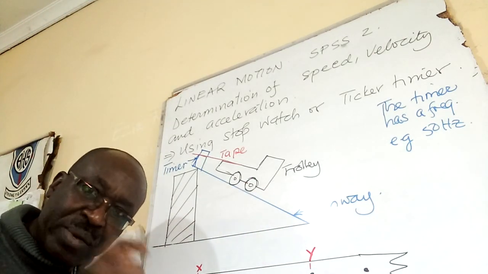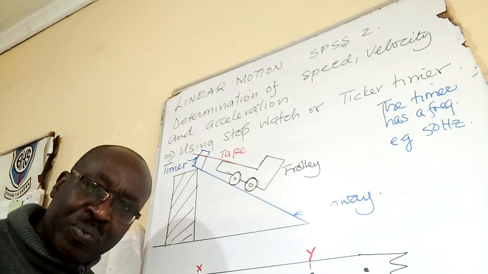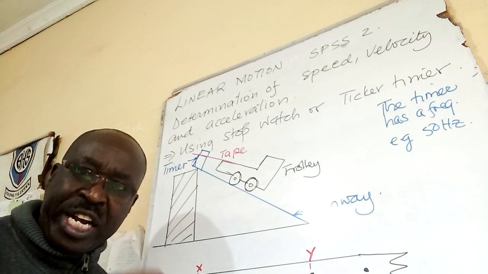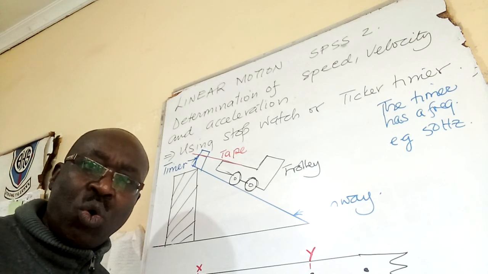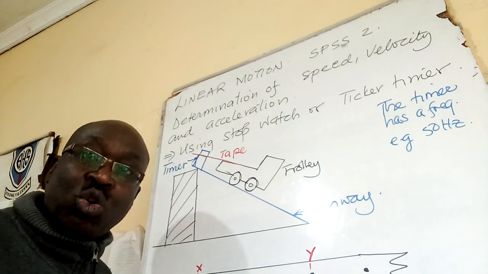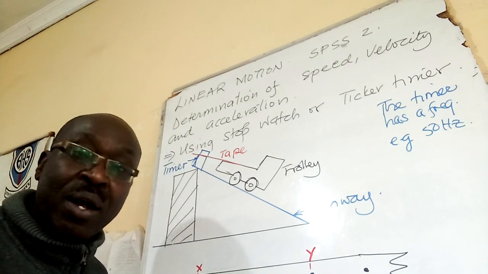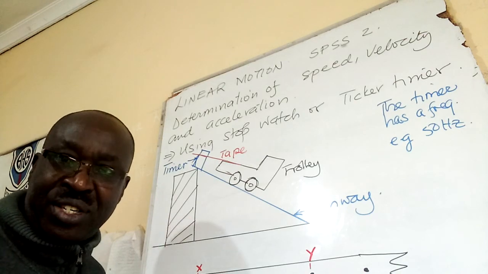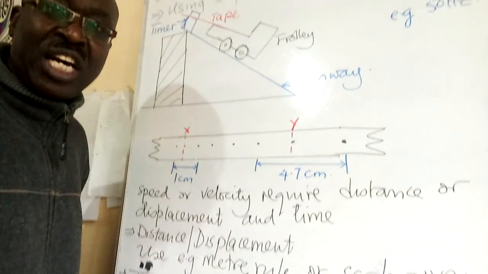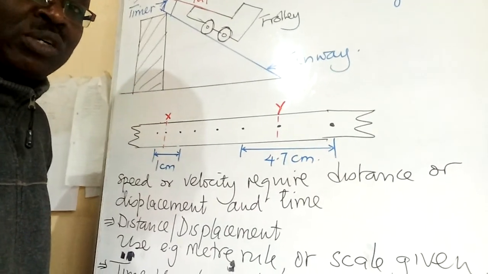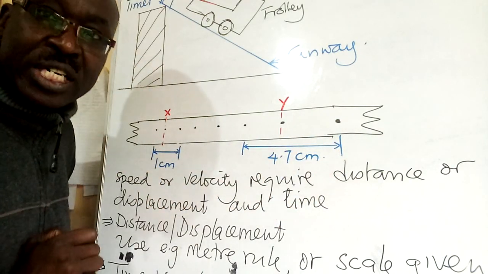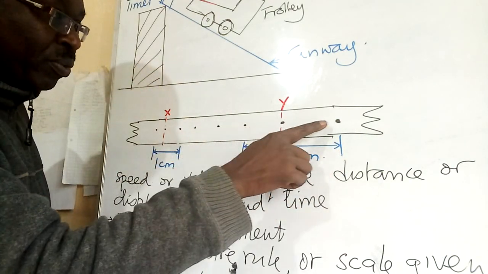The trolley moves, it has a tape which is connected to a timer. The timer vibrates, and in doing so, it makes the dots on the tape. So when the experiment is over, we sit and analyze. And now I'm taking to a piece. So I adjust the camera now to a possible piece. You can see I've drawn a possible tape. This tape has dots.